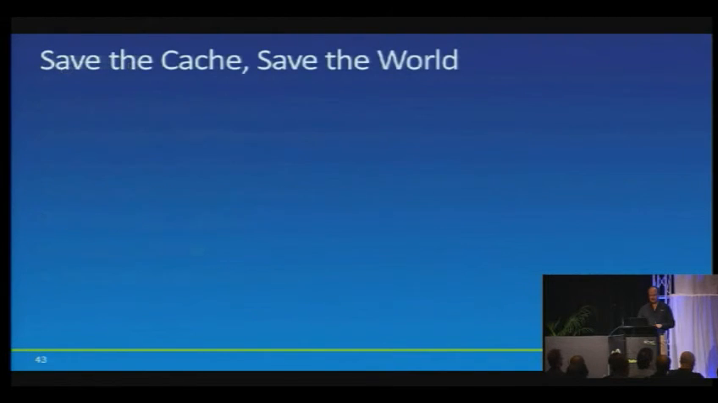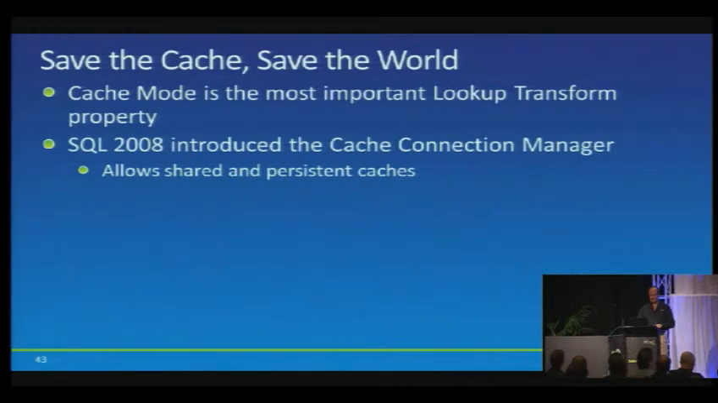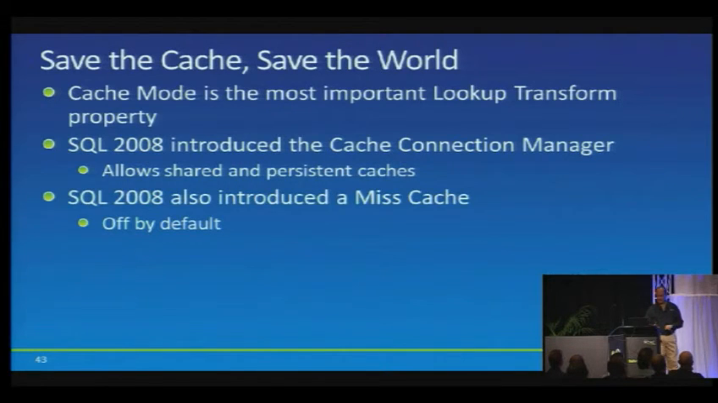Last thing I wanted to talk to you about: save the cache, save the world. Cache is very important. Some tips regarding the cache. We have Cache Connection Manager, which allows both shared and persistent caches. I don't have time to go into more detail, but look closer at the cache, because especially if you have lookups and a lot of joins happening, this gives you the ability to do that in memory and save a lot of time in performance.